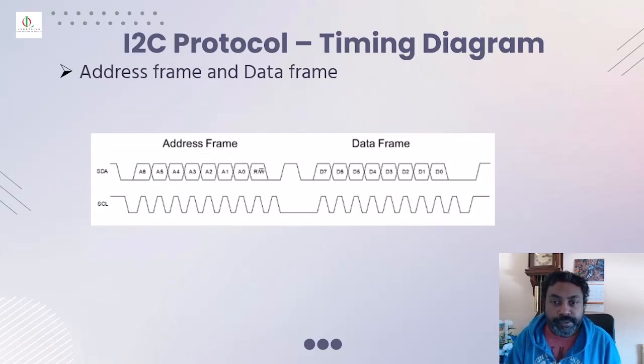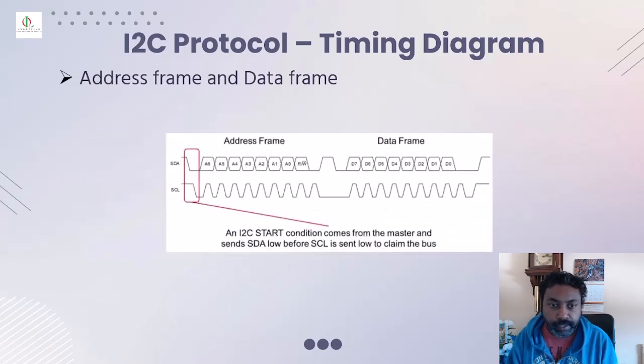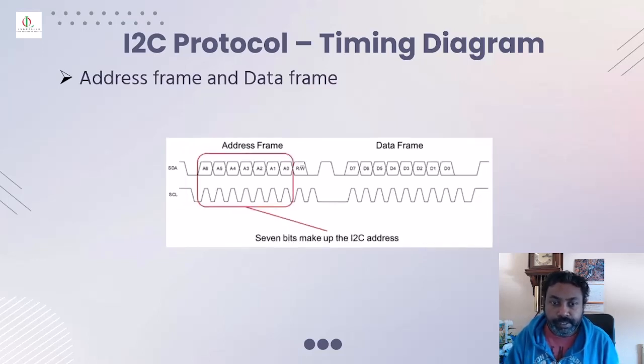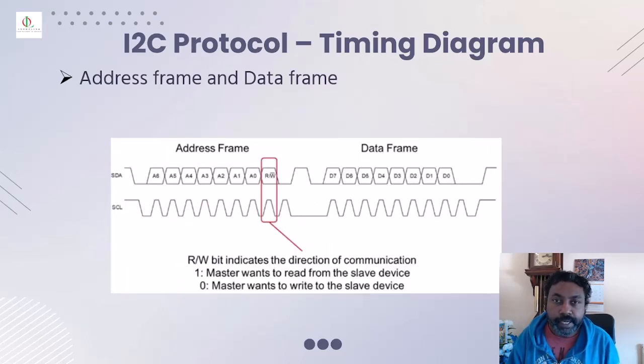We're also going to look at the I2C protocol timing diagram, and how the address frames and data frames are structured. This is the SDA and SCL line with the address frame and data frame. The first is the start condition. As we know, the SDA and SCL have to go from high to low. That means it's a start condition from the master side. Then it sends the address frame, 7 bits, which makes the I2C address for that particular data message. And then you get the read or write bit.